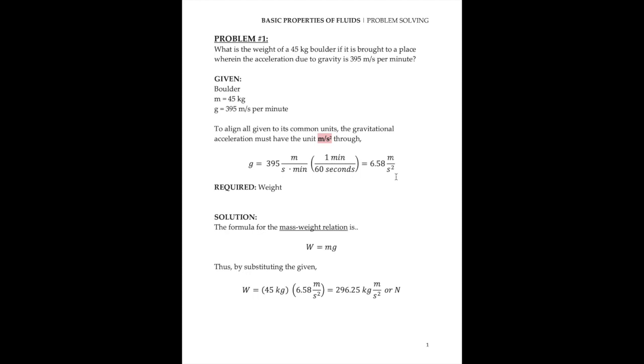It is also important to know what is being asked in the question. So for this certain problem, what is required is the weight of that certain boulder at that certain state. As per the solution, the formula for the mass-weight relation is weight is equal to mass multiplied by the gravitational acceleration.